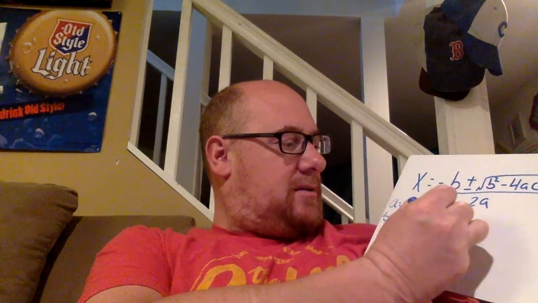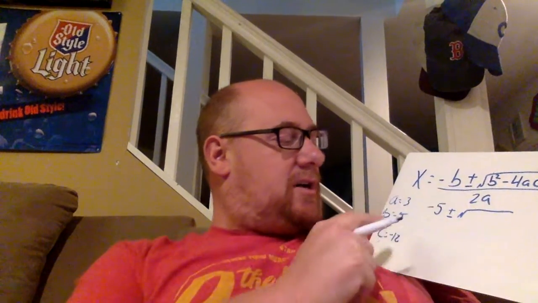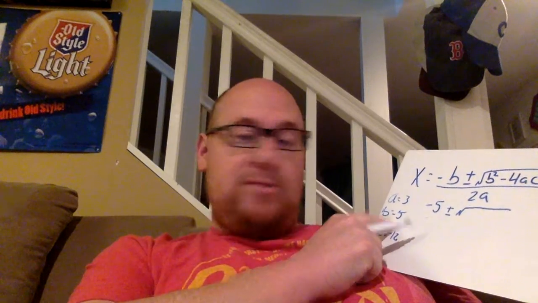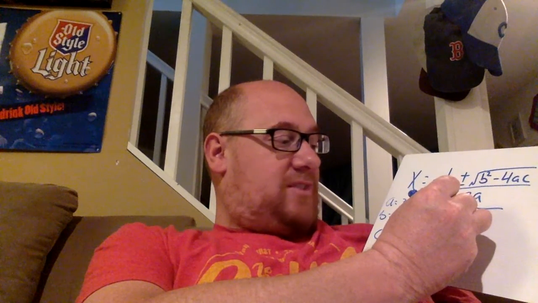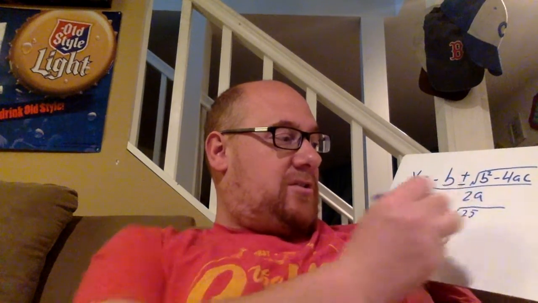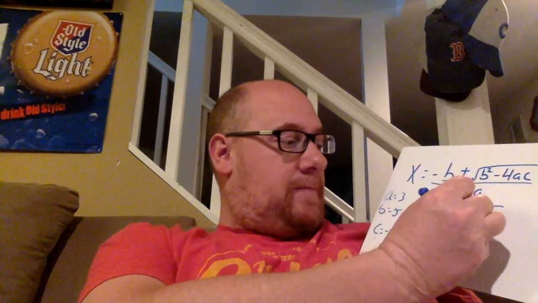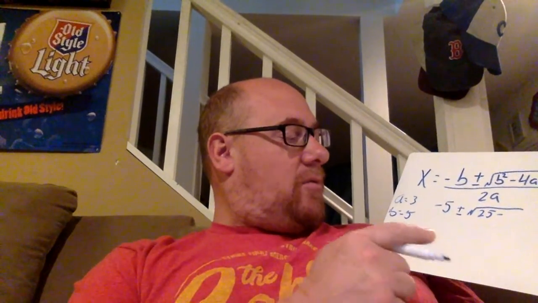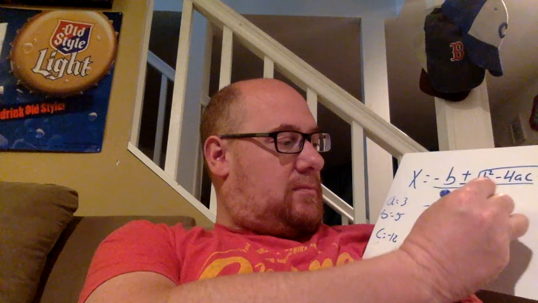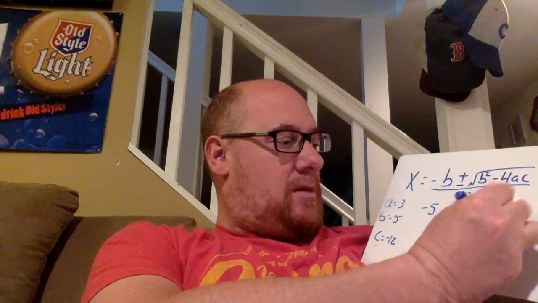Plus or minus the square root of b squared, which would be 5 squared, which is 25, right? So we can just write 25 minus 4 times a, I'm going to plug in 3 for a, times negative 12.